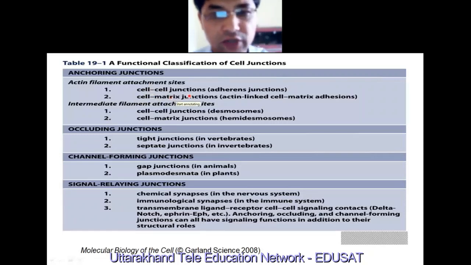In this case, the important task is here. The cell to cell junction is known as the adherent junction. This is the cell to cell junction, this is the adherent junction. And the second part is the cell to matrix junction. This is known as the actin linked cell matrix adhesions. It is just like your hemidesmosomes and desmosomes. So the cell to matrix junction is actin linked, and the adherent junction is also supported by actin filaments or microfilaments.